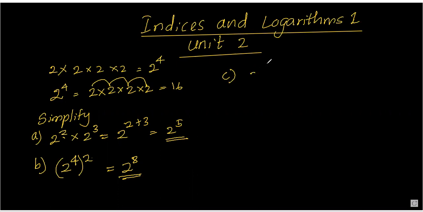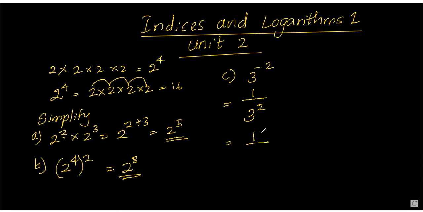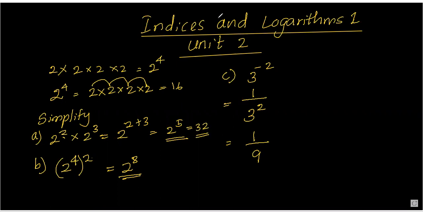3 to the power minus 2. Then how can we write? You have to write this as a positive index. So what we have to do? We have to take it below the line, then 1 over 3 to the power 2. This means 3 into 3, 9. Here also we can write the value. 2 to the power 5 means 2 into 2 into 2 into 2 into 2, 32. We can simplify and write the answer here.